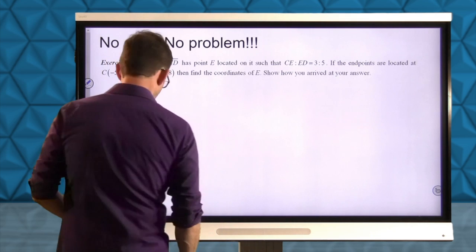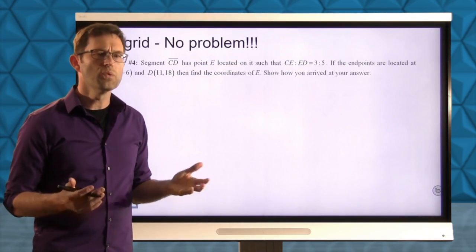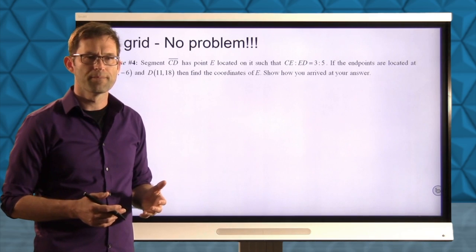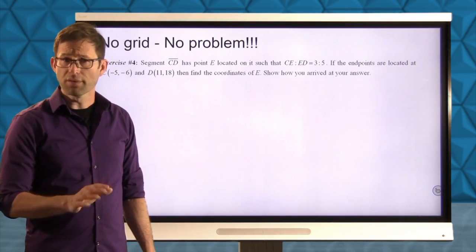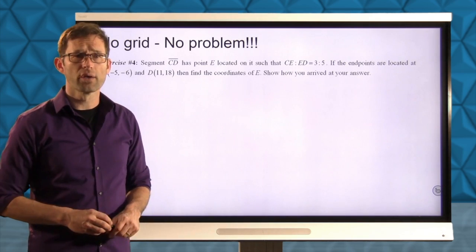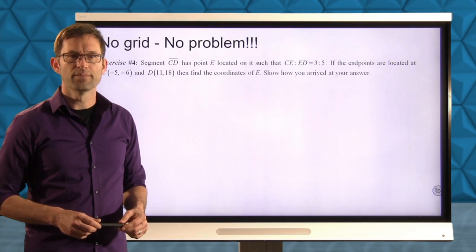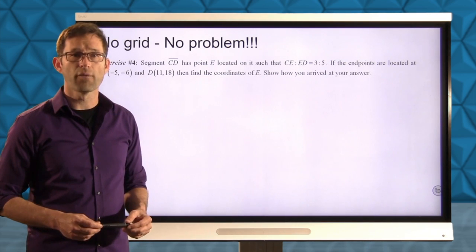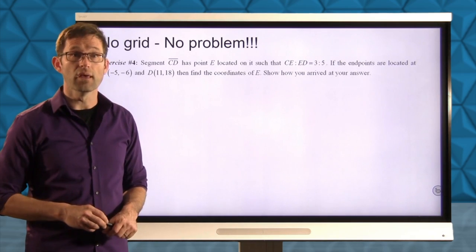Whew. All right. No grid, okay? But we're still going to do essentially the same thing, all right? So what I'd like you to do is pause the video, do a little sketch, draw out that right triangle, do whatever partitioning you can, and then we're going to take a look at it. Okay, but take a few minutes to see how far you can get. And if you think you can get all the way to the coordinates of E, please do.